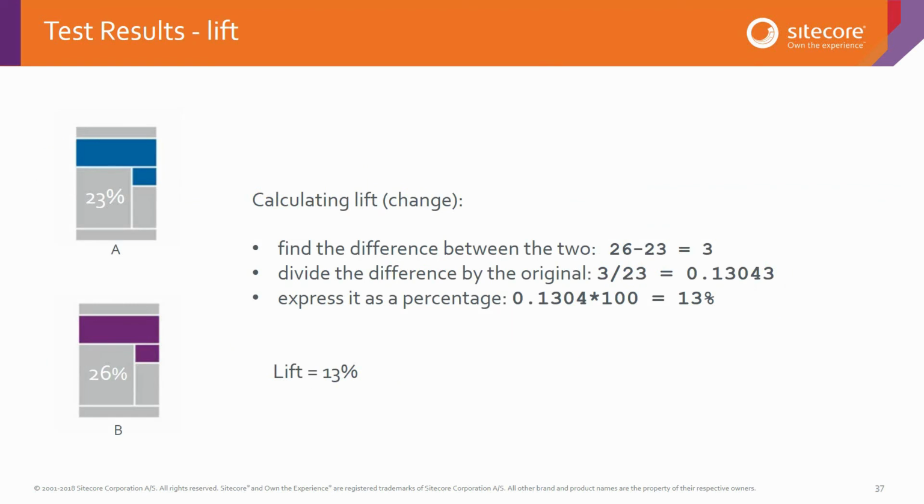We mentioned the change there in any of those metrics. So that's calculated by looking at the default and the new variant and finding the lift or the change between them. In this case, the lift between 23% and 26% is 13. The good news is Sitecore calculates this for you.